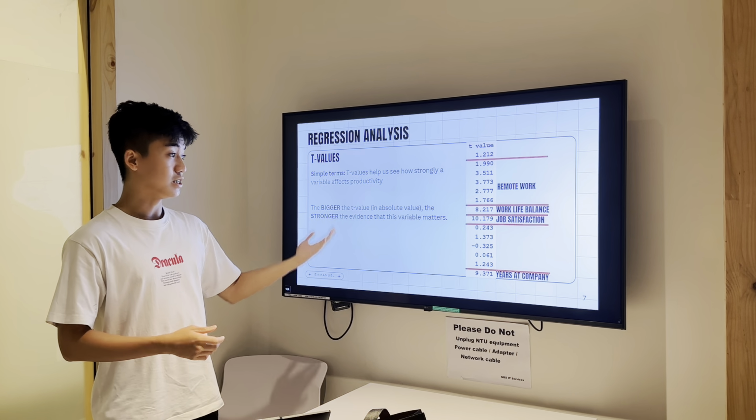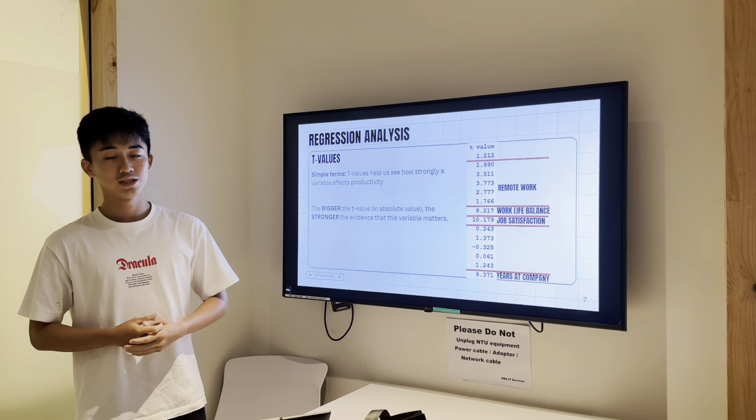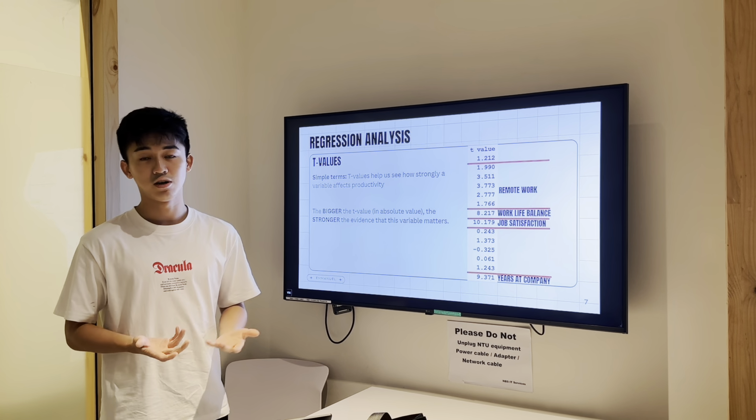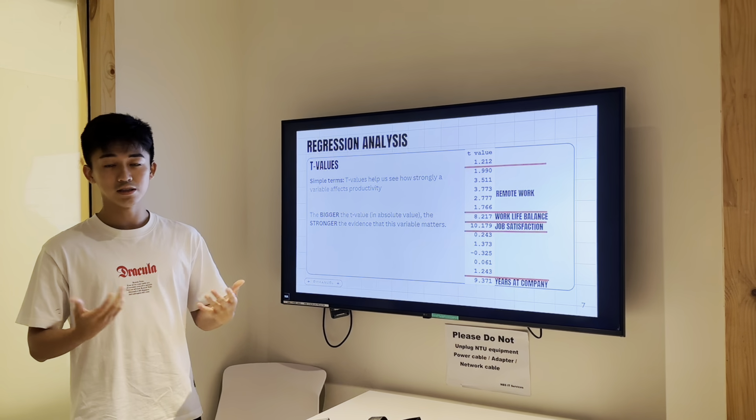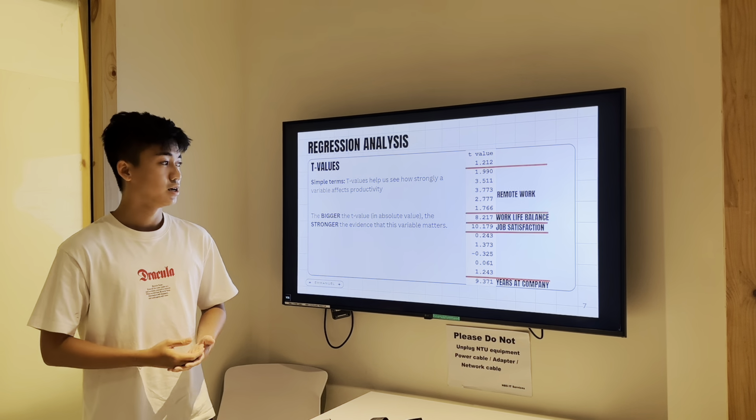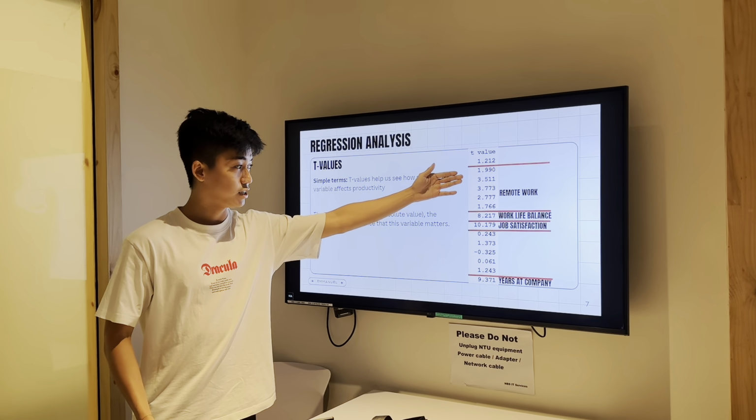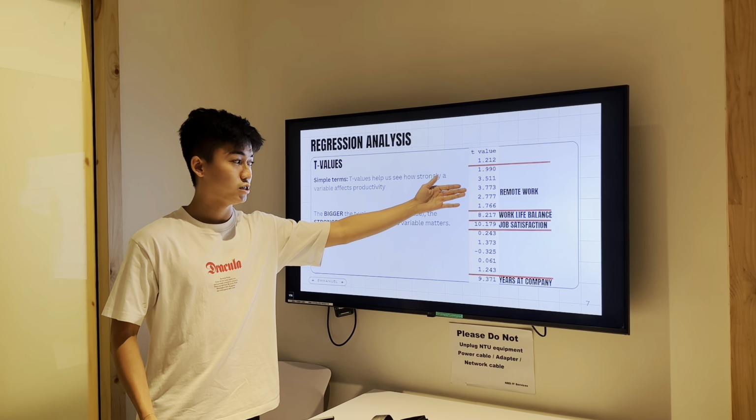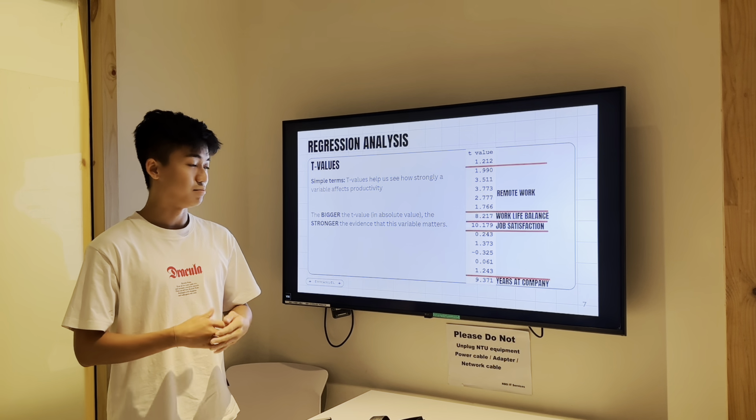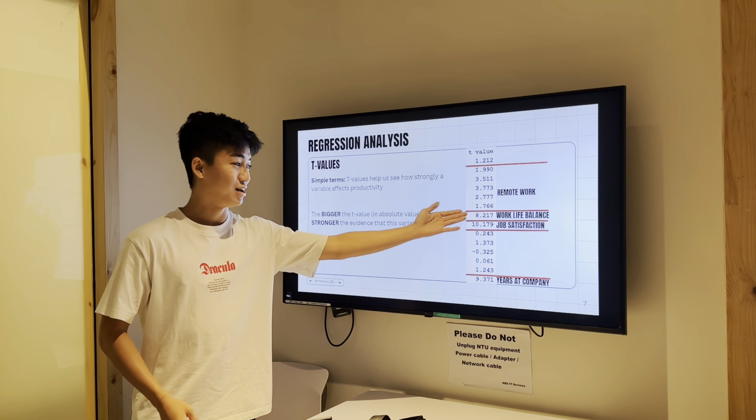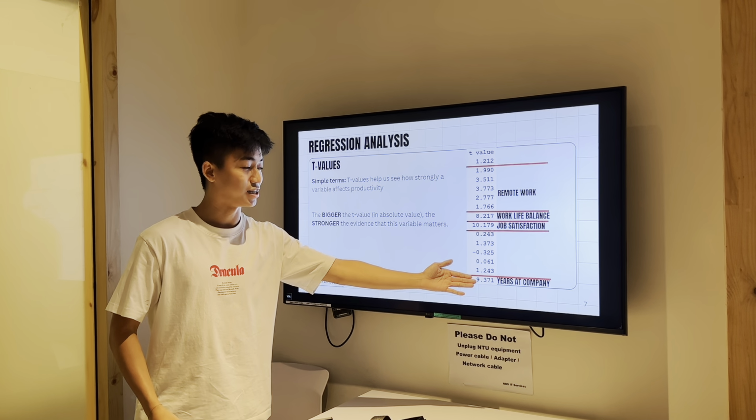Next, we'll move on to the t-value. The t-value shows us how strongly a variable affects productivity. The higher the t-value, the stronger the evidence that this variable matters. Same thing here: for 2 days and 3 days of remote work, the t-value is extremely high, so that means it matters more. Same for work-life balance, job satisfaction, and years at company.